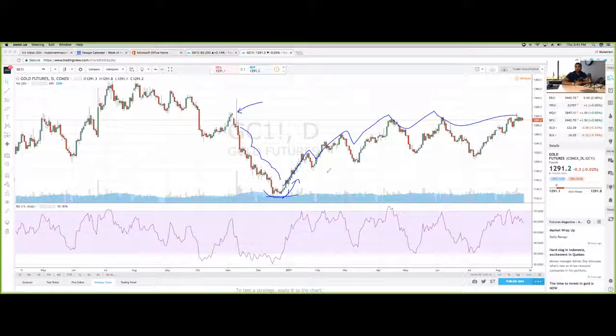And here's how you dissect this chart, in my opinion, at least. First, obviously, you can see that gold since December has had a very good run up. It's run up about maybe 14% or so from this low here to this high. So that's a very strong run up in a few months.